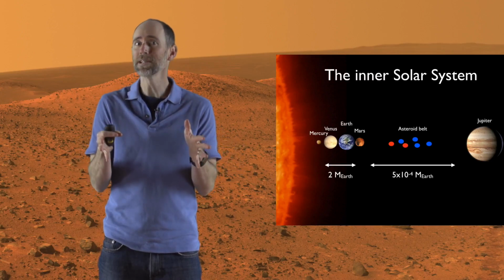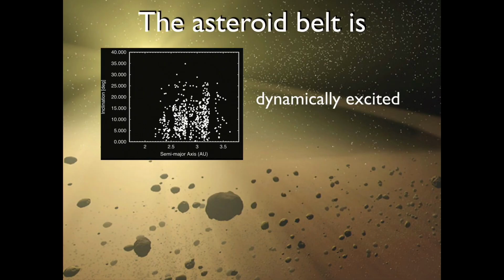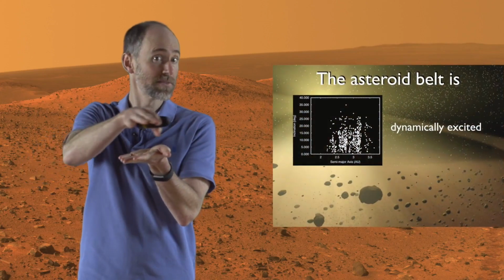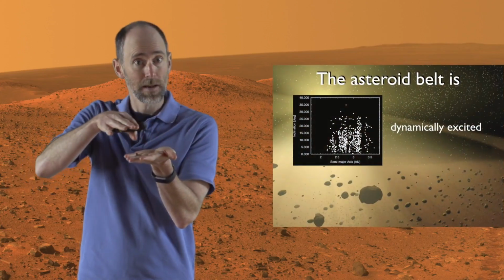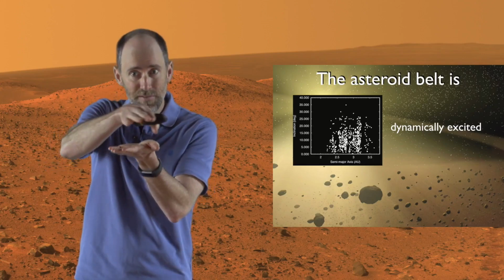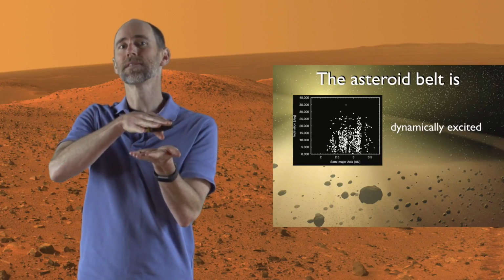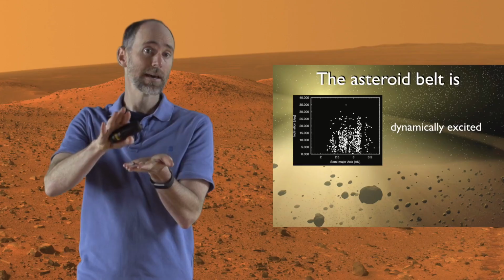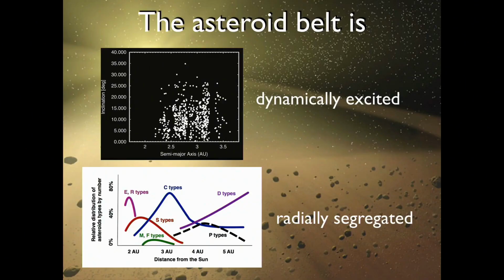However, there's still some important information within the asteroid belt. The asteroid belt's orbits are dynamically excited. What we mean by that is that their orbital shapes are not all perfect circles, and their orbits are not all exactly in the same plane as the orbits of the other planets. And so this plot shows the distribution of the angle between the plane of the orbits of asteroids and of the Earth. In addition, the asteroid belt is radially segregated. It's not just a uniform distribution of stuff.